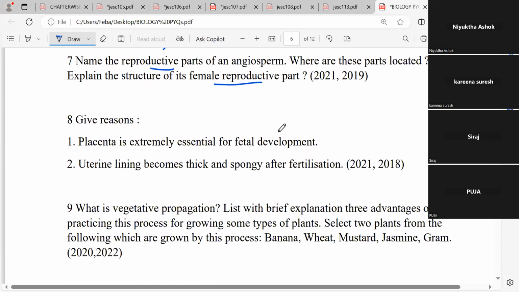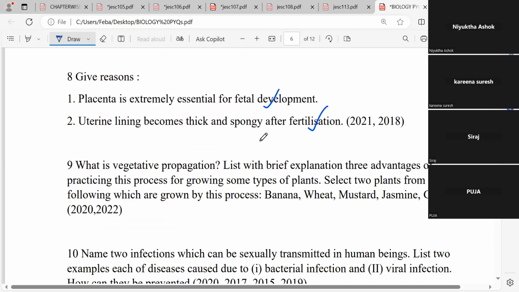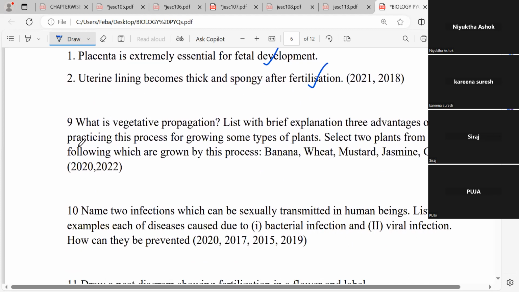Placenta is extremely essential because it helps in exchange of various materials, nutrients, waste, everything. Uterine lining becomes thick and spongy after fertilization, so as to implant the embryo and nourish the embryo so that it can develop properly. Okay, that's the significance. Explain them. Okay. Now, what is vegetative propagation? List with a brief explanation 3 advantages of practicing this process for growing some type of plants.